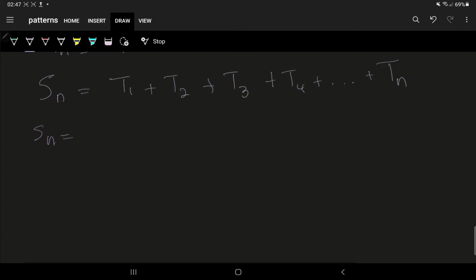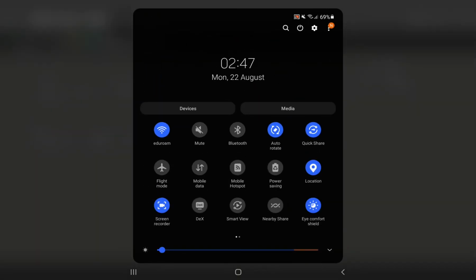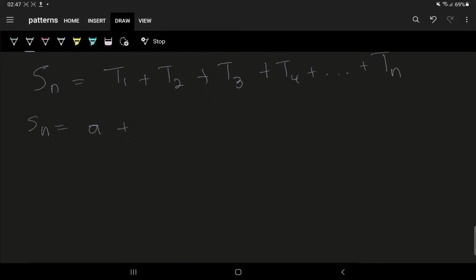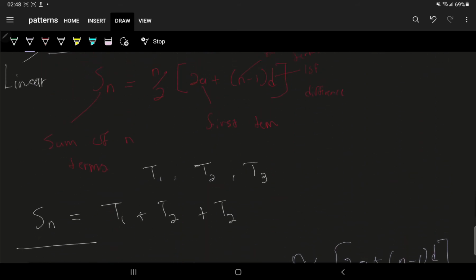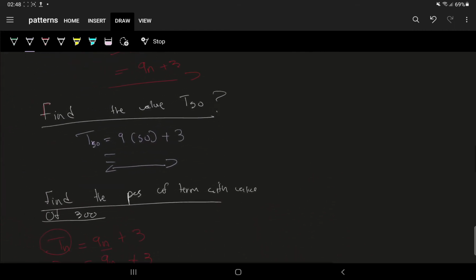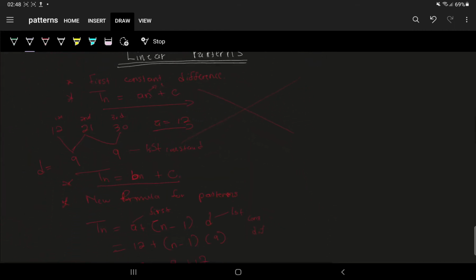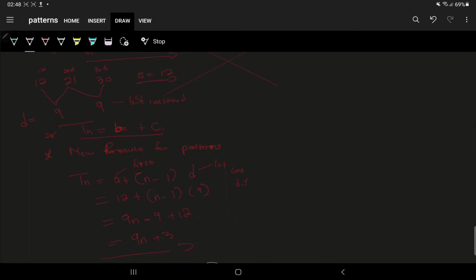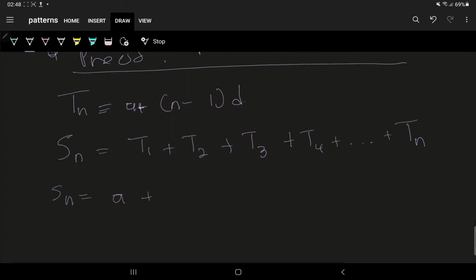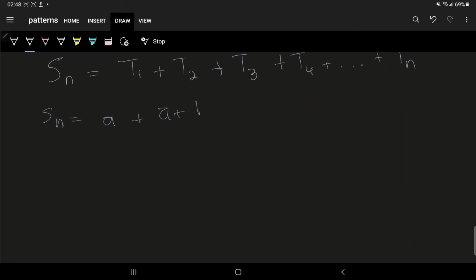We know that the first term is a, and since a linear pattern has a constant difference, we know that in order to get t2, we just have to add the same constant difference. Our d is our constant difference. So in order to get the next term, we can just add that difference because it's the same.